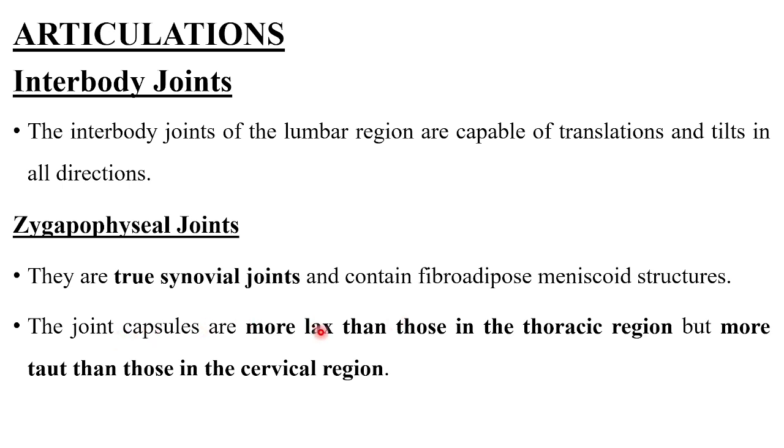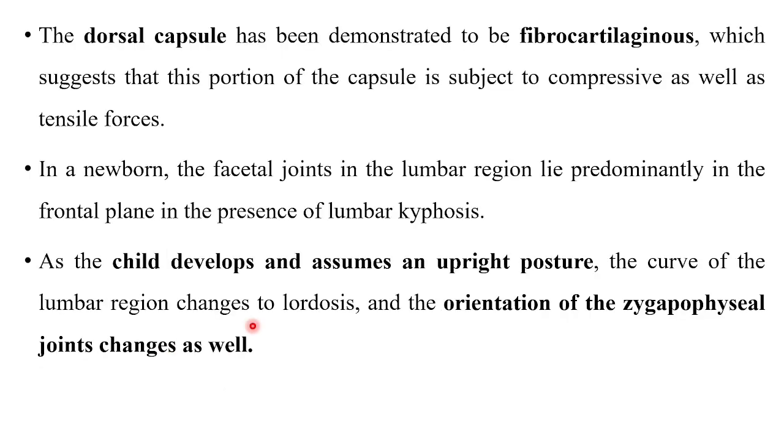These joint capsules are more lax than those in the thoracic region, but more tight or taut than those in the cervical region. The dorsal capsule has been demonstrated to be fibrocartilaginous, which suggests that this portion of the capsule is subjected to compressive as well as tensile forces.